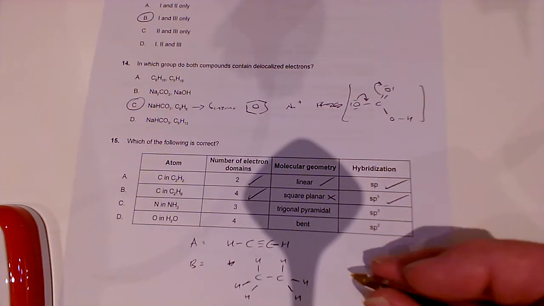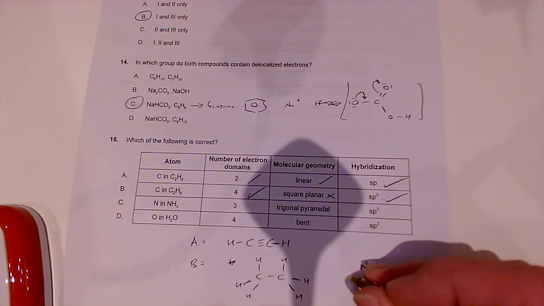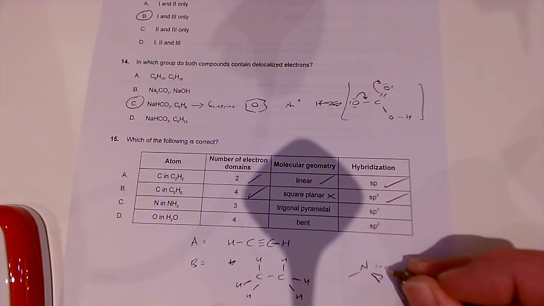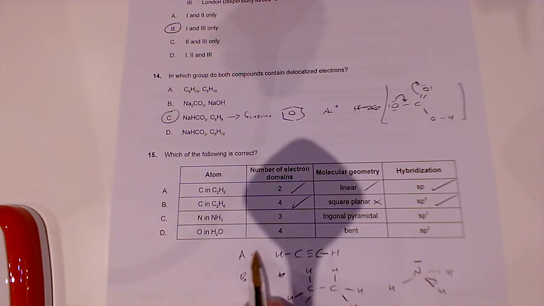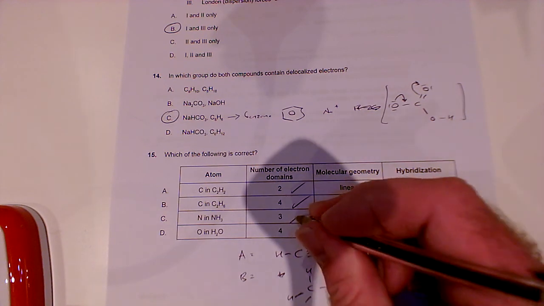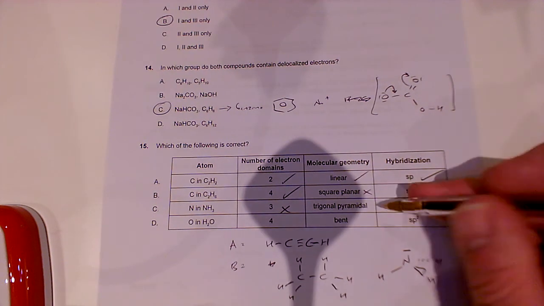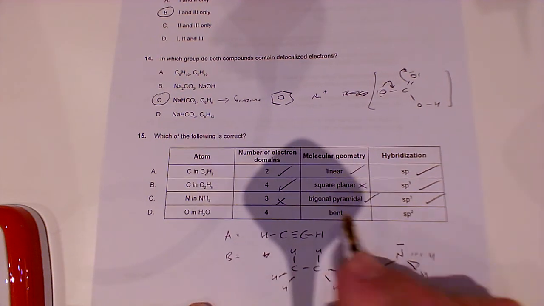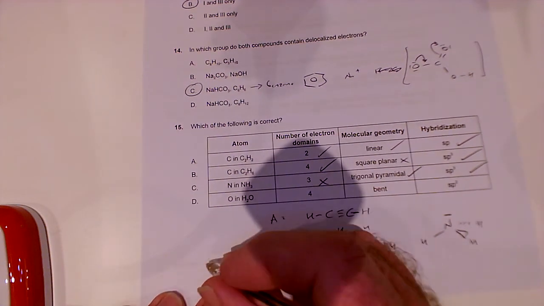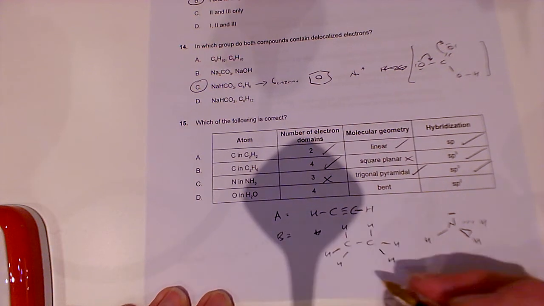The ammonia, NH3, looking at that one, there's a lone pair of electrons on the nitrogen. So there's not 3 electron domains around the nitrogen, there's 3 bonding pairs plus 1 lone pair, so that's wrong, there's actually 4. The shape is trigonal pyramidal, and again there's single bonds, it is sp3, that's correct, but that first bit's wrong.